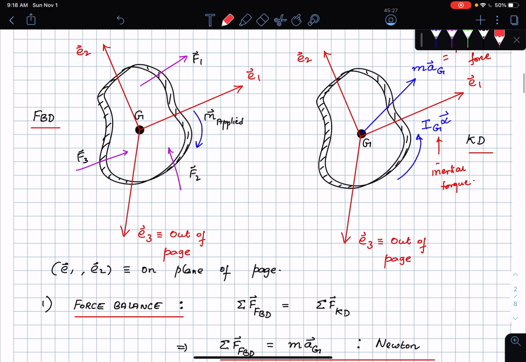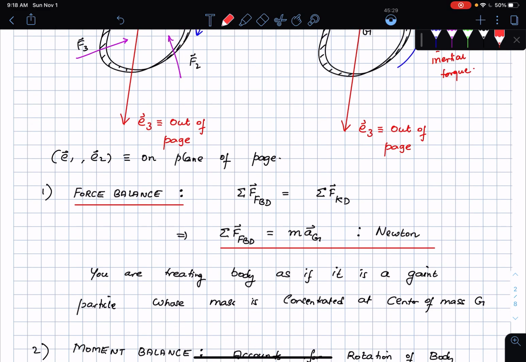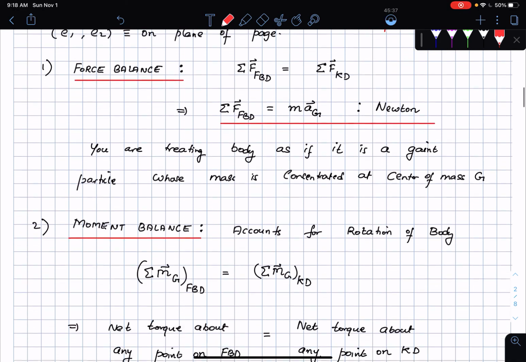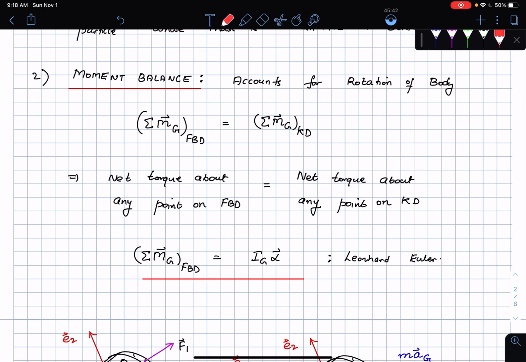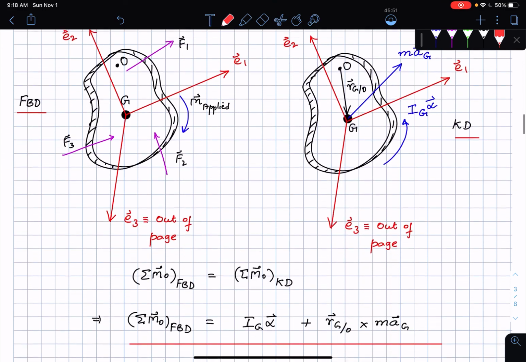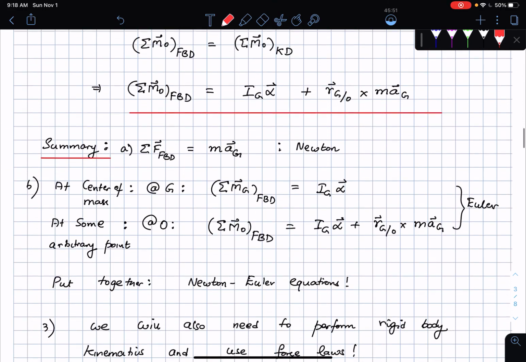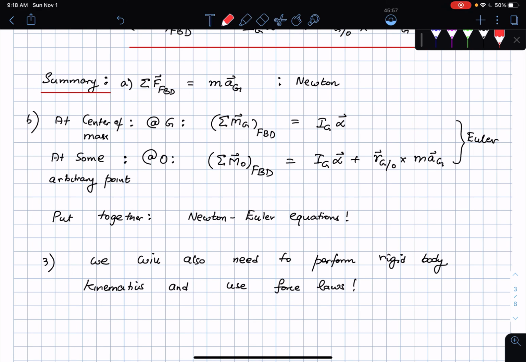Okay, and this is how you perform the analysis by first of all saying, okay, I can do a force balance, which is sum of all the forces in a free body diagram is equal to that in the kinetic diagram. You did this for particles earlier, and now you're going to do it for rigid bodies, so you got to do an extra equation, which is the sum of moments about any arbitrary point. Okay, so net torque about any point on the free body diagram is equal to net torque about any point on the kinetic diagram. Okay, and this is the consequence of Leonhard Euler's contribution. And so in summary, you have two equations: translational equation, rotational equation. The rotational equation can be done at the center of mass or at any other point in the body.